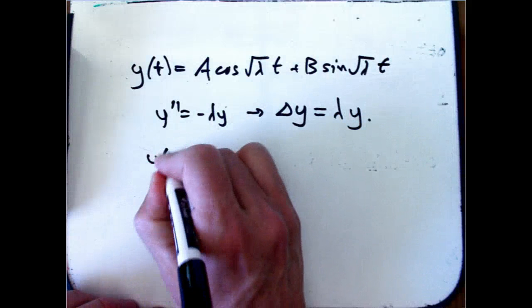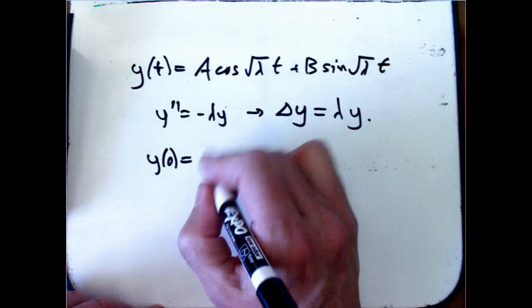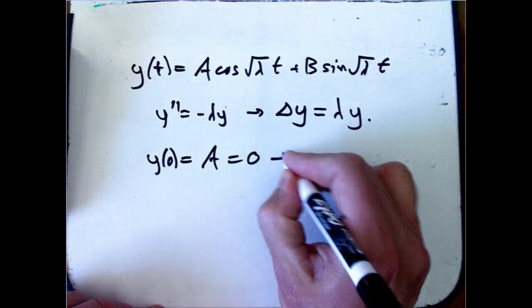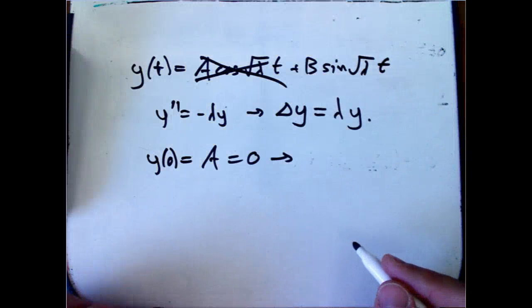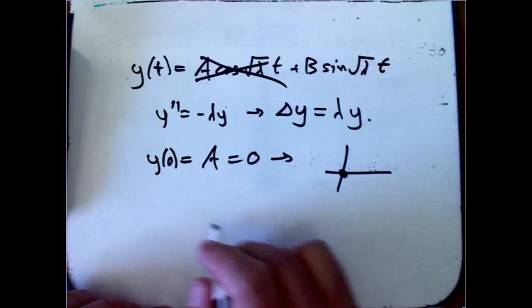Okay, but what about the boundary conditions? Y of 0, that's going to die, and that's going to be 1. That's supposed to be 0. So in fact, we don't want the cosine, which makes sense. We want this function that starts here. Cosine starts off the axis.